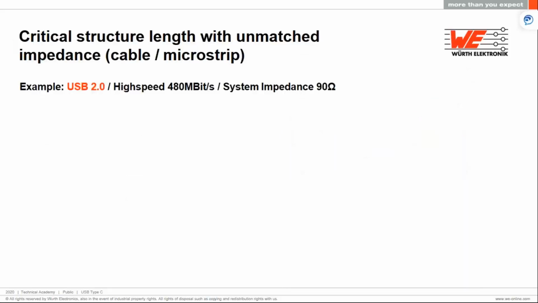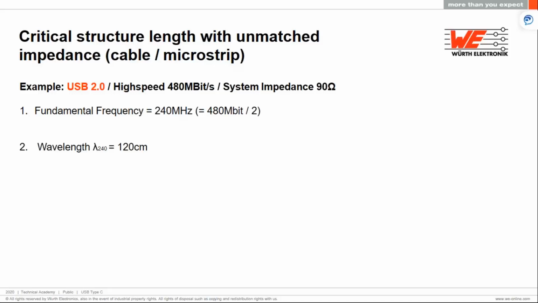To give you a mathematical example, we'll consider 2.0, which has a speed of 480 megabits per second, and the system impedance is 90 ohms. With this maximum speed, we can have a fundamental frequency of half of it, which is 240 megahertz, and the wavelength will be 120 centimeters. Now, the rule is not accurate, but there is a good rule of thumb in terms of EMC and data signal: the impedance transformation below 1/10 of the wavelength is considered to be negligible.